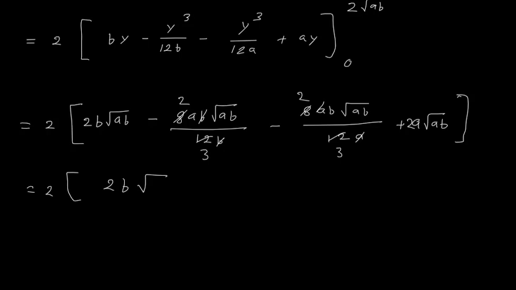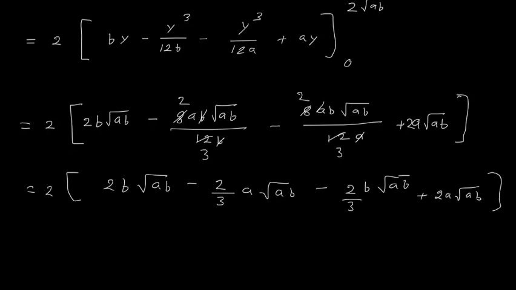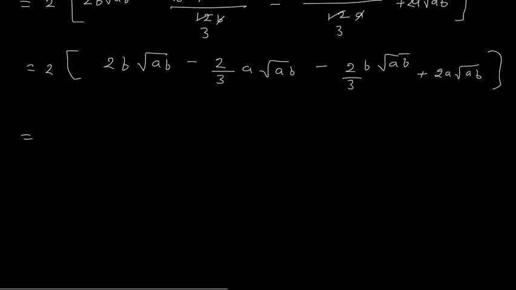2b root ab minus 2 by 3 a root ab minus 2b root ab upon 3, that is 2 upon 3, and this is plus 2a root ab. So this is equal to 2 times. Now this 2b root ab and minus 2 by 3 b root ab. So 2 minus 2 by 3, 3 2s are 6, 6 minus 2, 4 by 3. It is 4 divided by 3 b root ab.